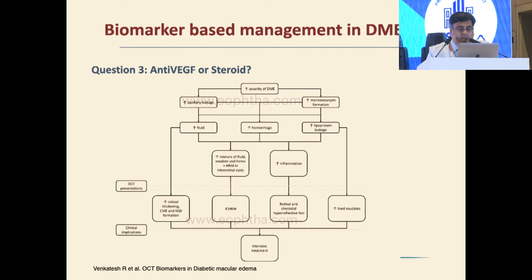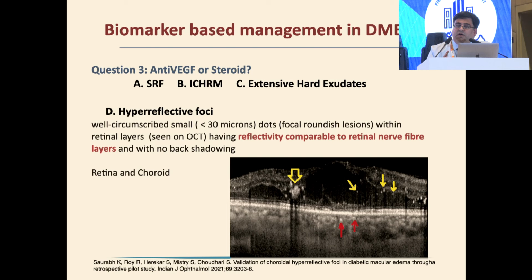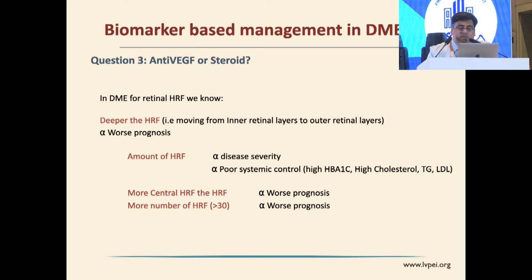Coming to the third question, which biomarkers can help me pick between anti-VEGF and steroids? So there are three markers which are considered markers of inflammation. The first is hyperreflective foci. Presence of a large number of hyperreflective foci within either the retinal nerve fiber layer or in the choroidal layer is a sign of inflammation, where you can tend to lean more towards use of steroids, especially in cases which are non-responding to anti-VEGF. The deeper these hyperreflective foci, the more number of hyperreflective foci, the more central the hyperreflective foci, they're associated with worse prognosis and need for steroid a lot more.